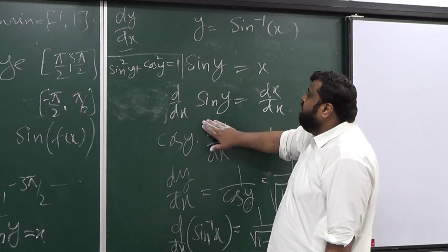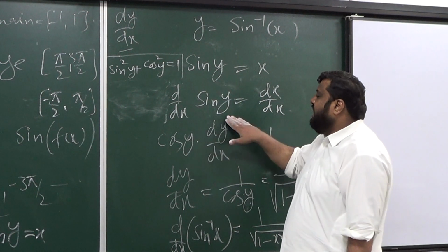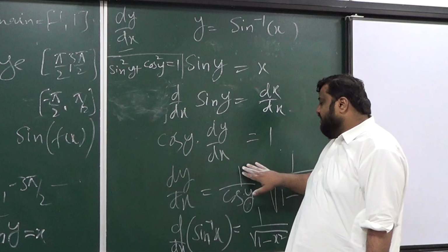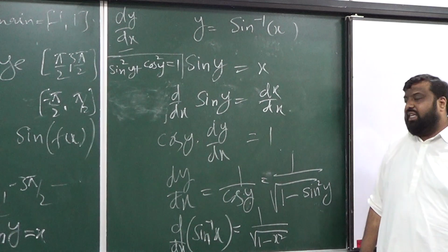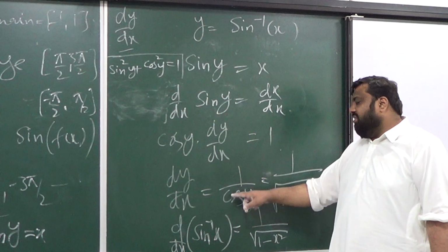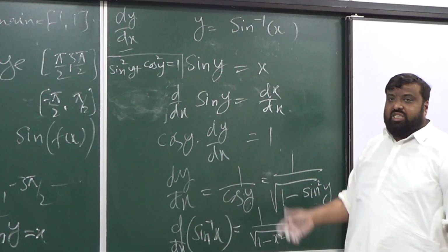And then I did the implicit differentiation, differentiating both sides. So it's going to be cosine y dy by dx, and this is going to be 1. So dy by dx is going to be 1 over cosine y. The key trick is really to convert this cosine y, or your given function, in terms of x actually.